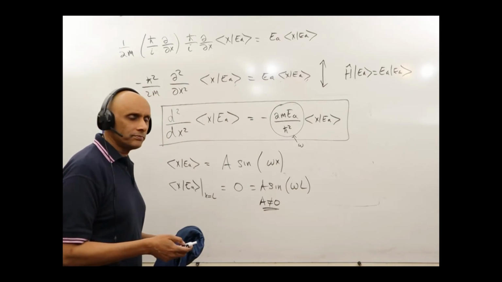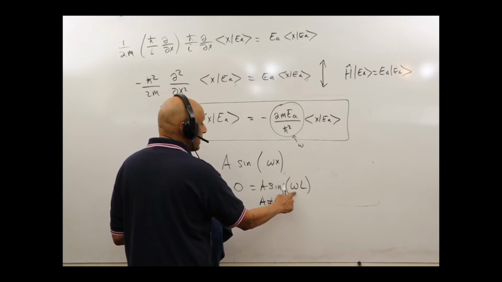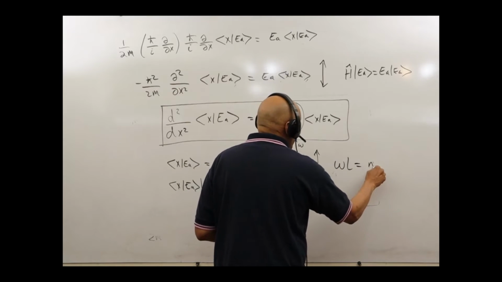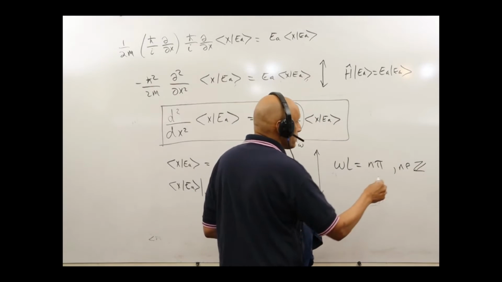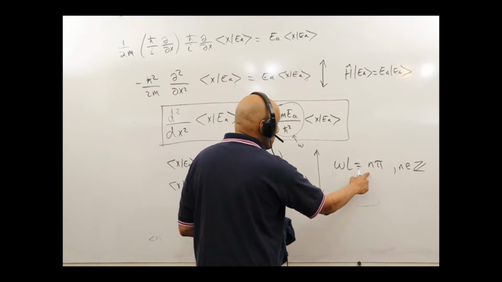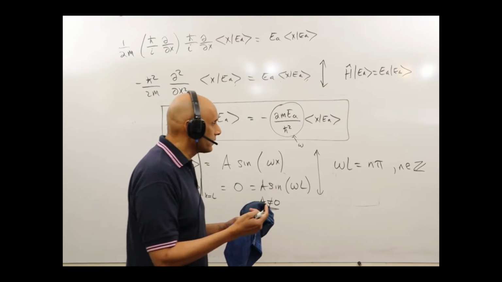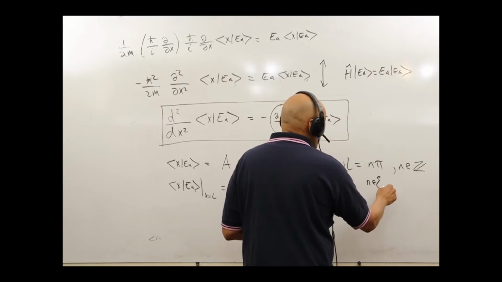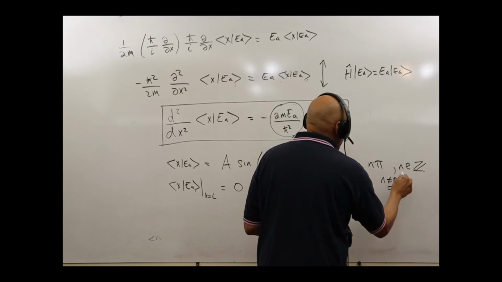So the only way this can happen is if sine of omega L is 0, and this actually leads to the quantization. So omega L must be n pi, where n is an integer. But n can't be 0. If n is 0, then omega L would be 0, and sine of 0 would be 0, and the quantum amplitude is again 0. So n can be all the negative values and positive values, but not 0. It has to be an integer, but it can't be equal to 0.